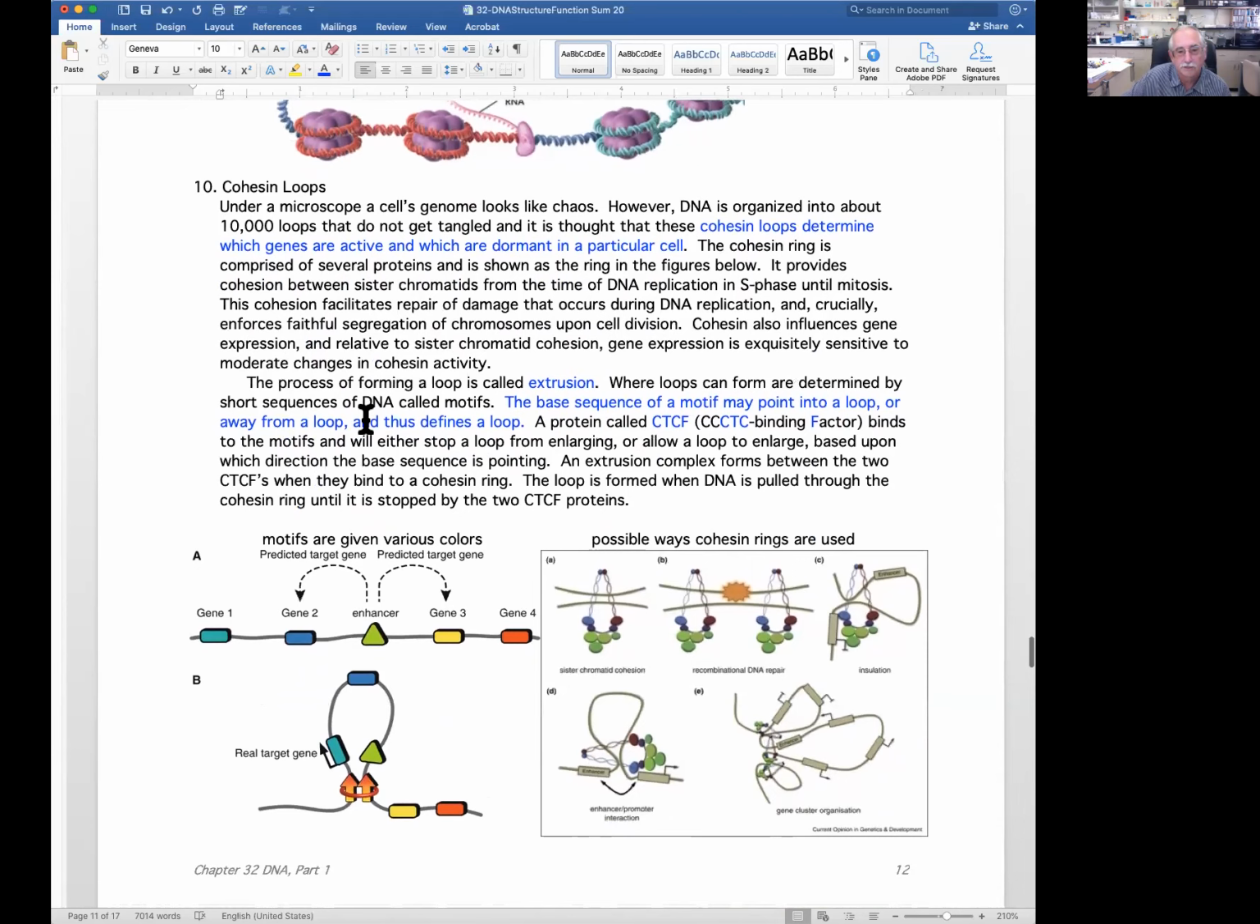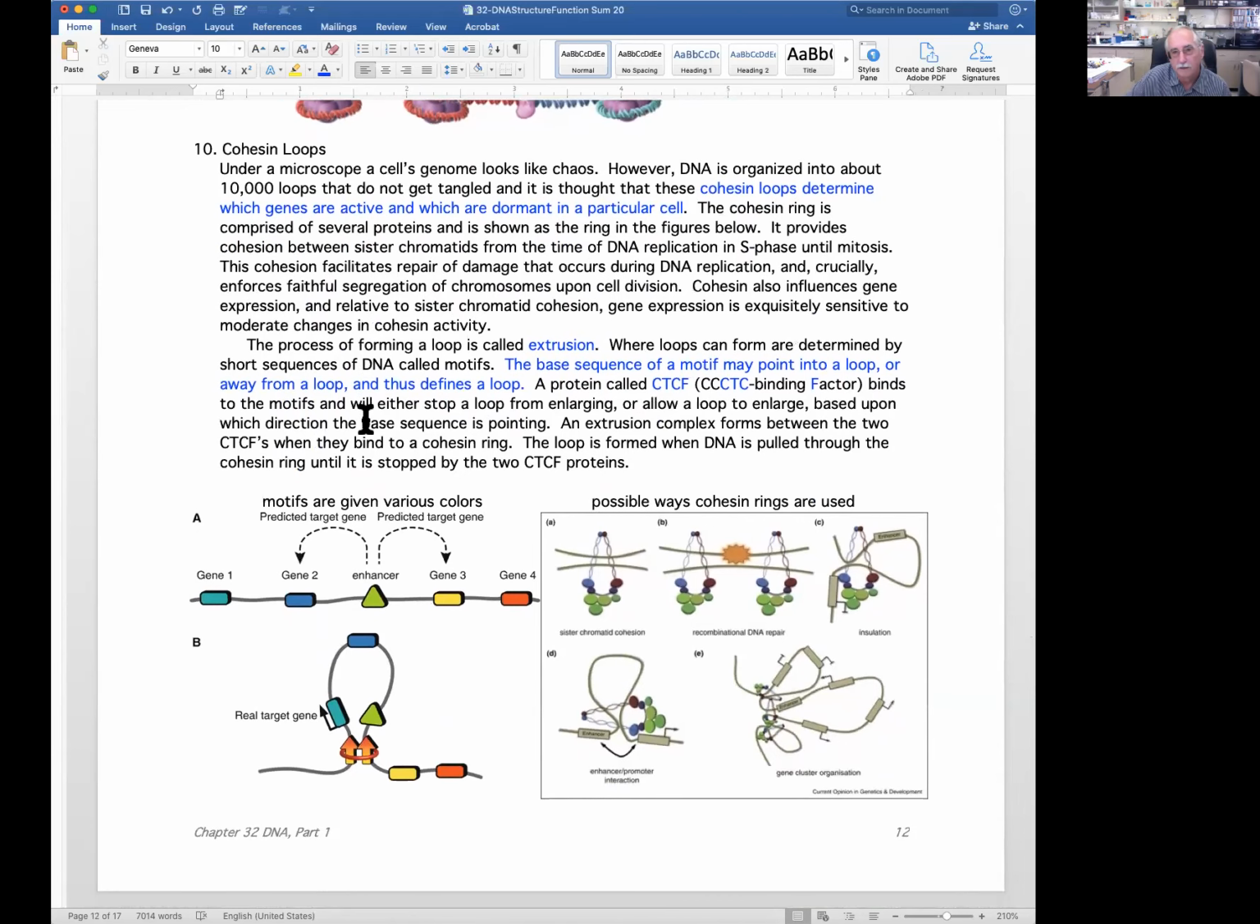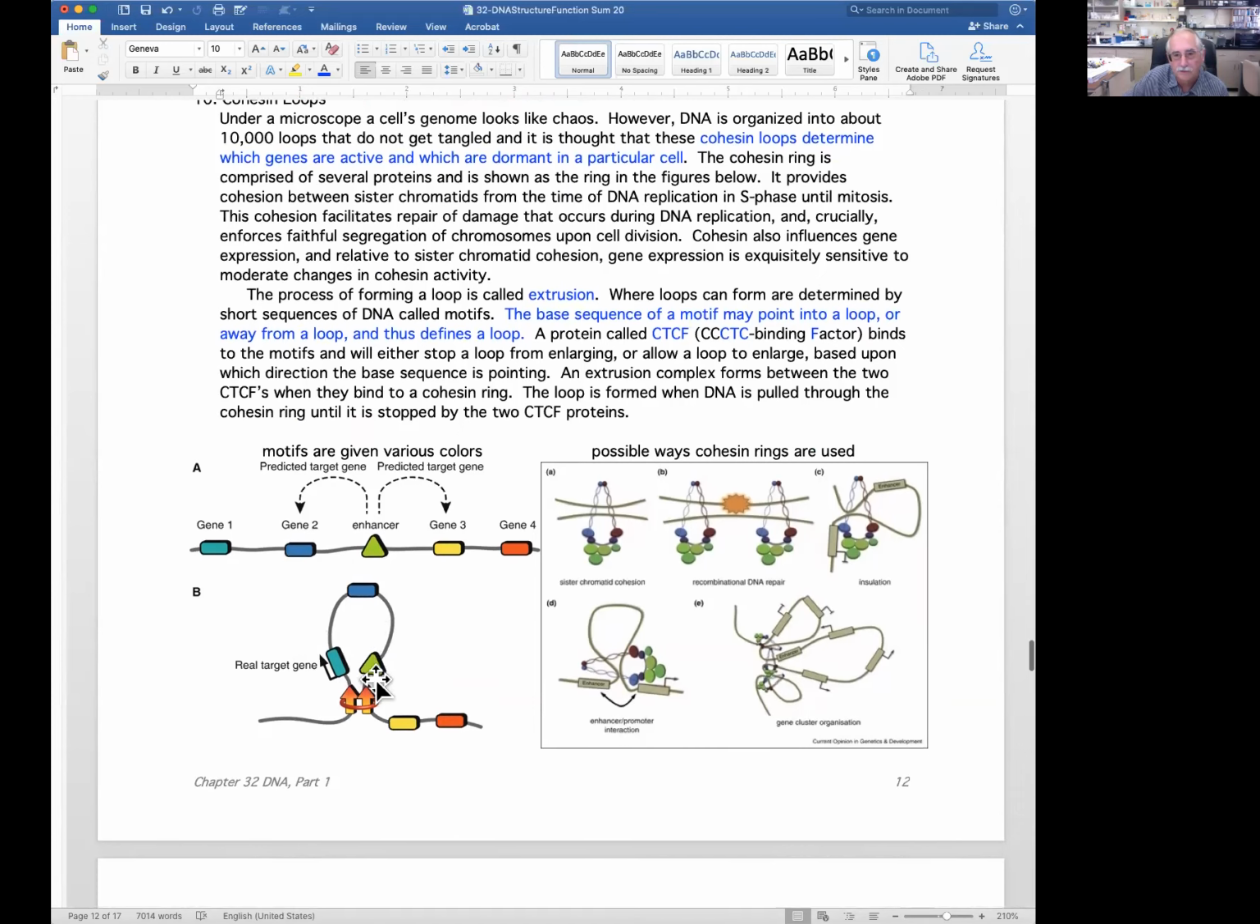Then there's cohesin loops. So under the microscope, the cell's DNA looks like it's just total chaos. And these things can enhance each other. So here's a way to bring genes closer to each other that are spread out on the chromosome. So it's just crazy.